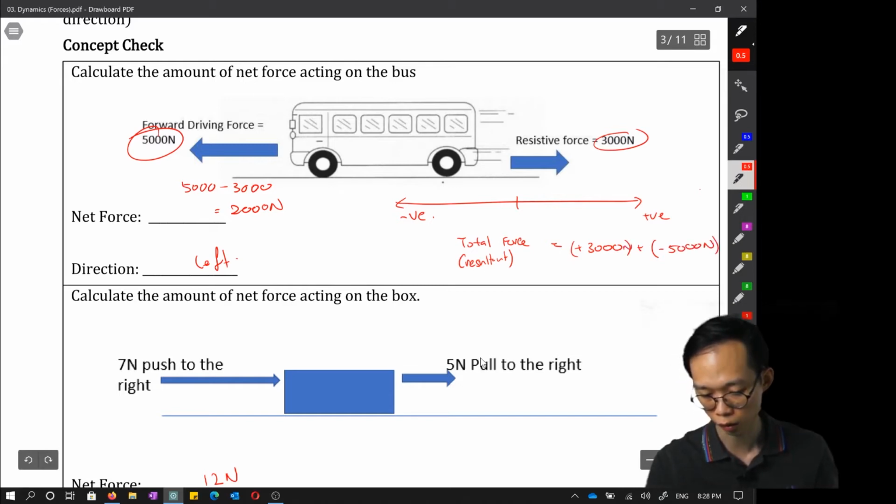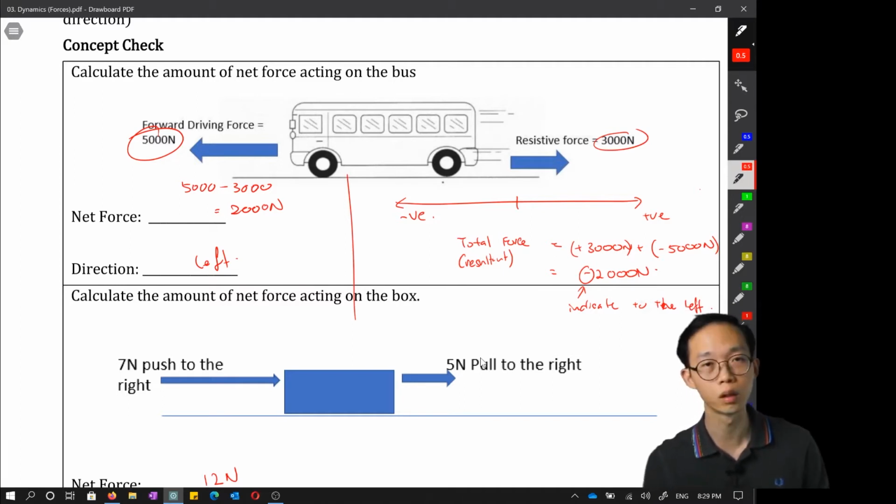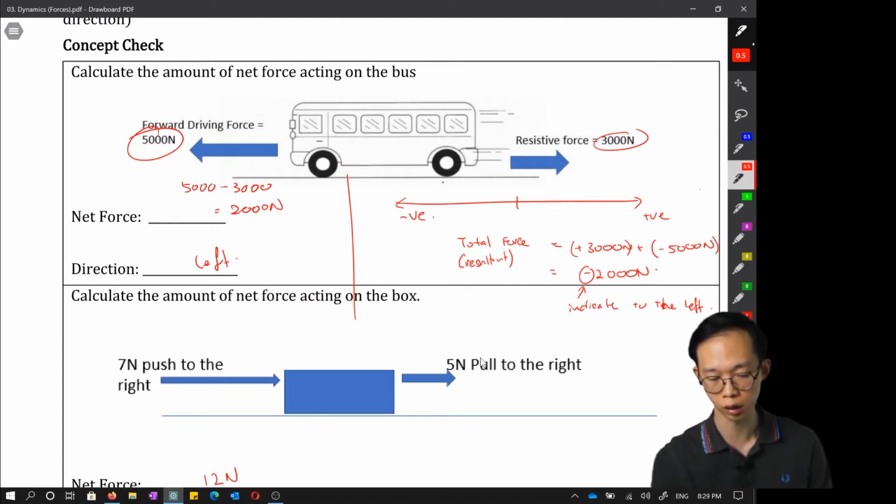You see this? So what is the answer here? We will get negative 2,000. Now in this case, when we've chosen to do it this way, this negative sign indicates it's to the left. So if you do it the intuitive way or the strictly mathematical positive and negative sign way, you will still come to the same conclusion, which is that the overall effect of these two forces acting is 2,000 newtons towards the left. It's just presented differently.